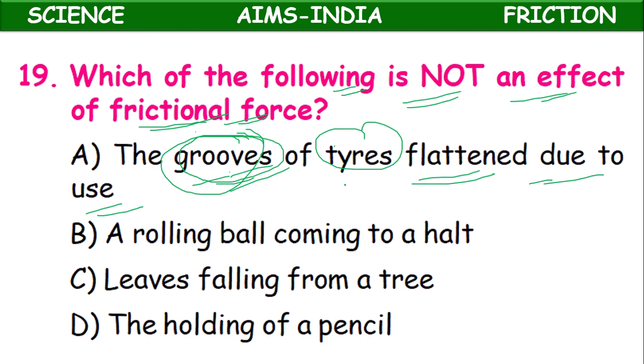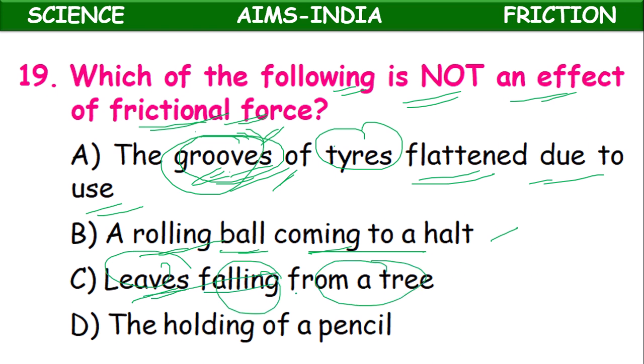If it becomes smooth, if the grooves are flattened, we cannot grip while moving on the road, they will skid easily. So that's why we have to change the tyres of the vehicles. A rolling ball comes to a halt, it's an effect of friction. Leaves falling from a tree. Why are leaves falling from a tree? Due to the gravitational pull of the earth, not because of friction. So this is not the effect of friction. So C option is correct. Holding a pen, effect of friction.